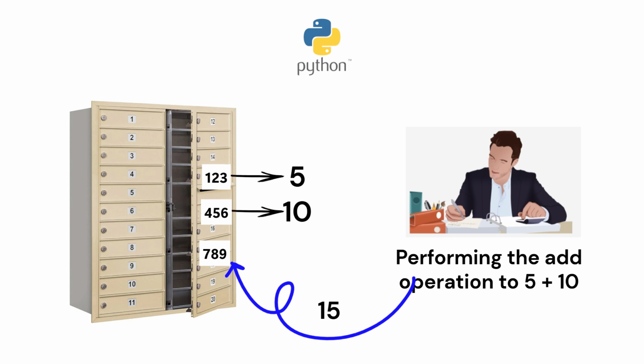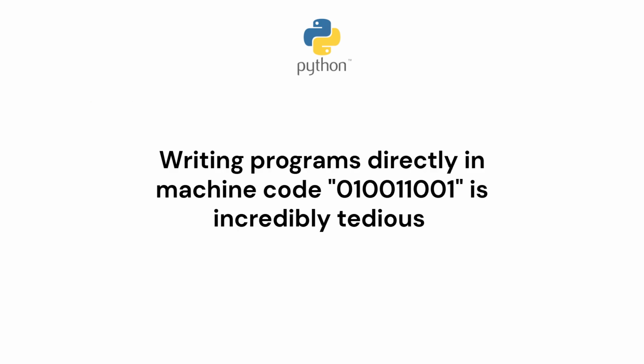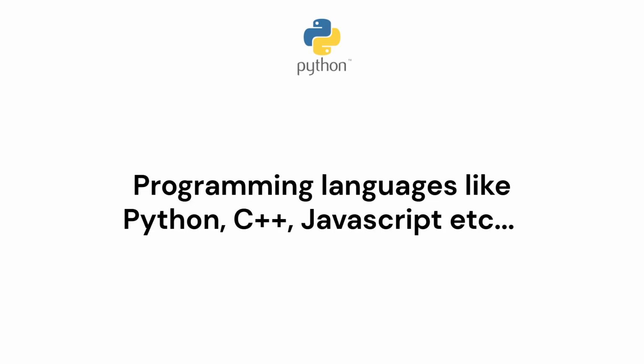That's what's really happening. The CPU fetches these tiny instructions, load, add, store, one by one, decodes them, and performs the operations at lightning speed, billions of times per second. But here's the catch. Writing programs directly in machine code is incredibly tedious and error-prone for humans. It's like trying to communicate in Morse code for an entire conversation. Possible, but not practical. That's why we have programming languages.